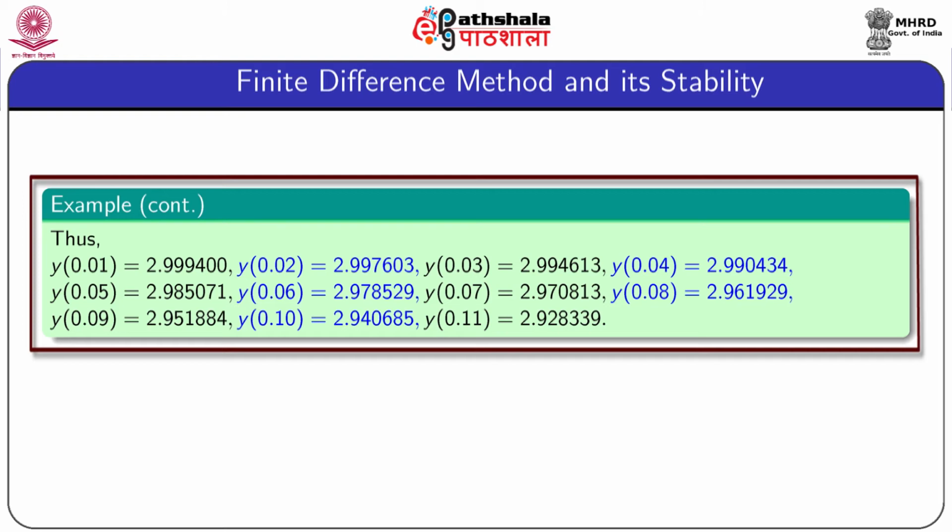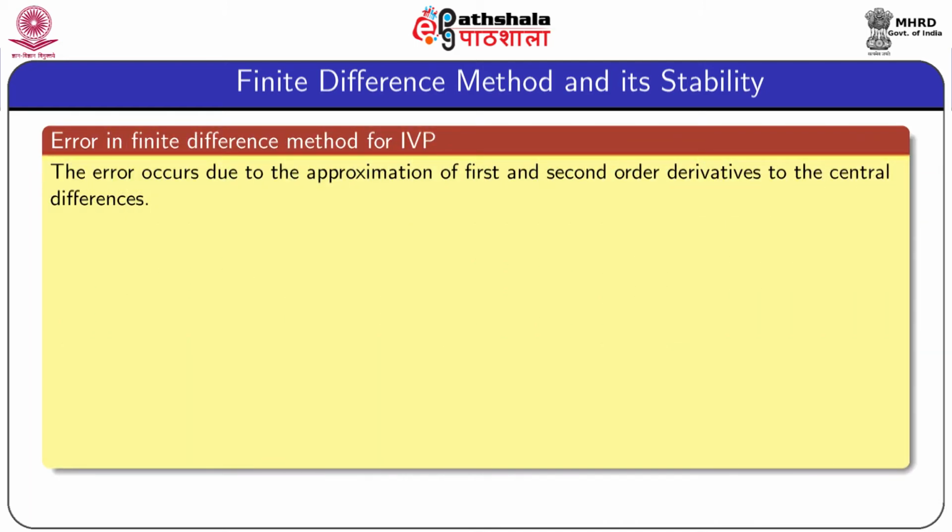And lastly, y at 0.11 equal to 2.9283339. These are the 11 values of y for different values of x, and these values are obtained from the finite difference method by solving an initial value problem. Now, we calculate the error in finite difference method to solve initial value problem.